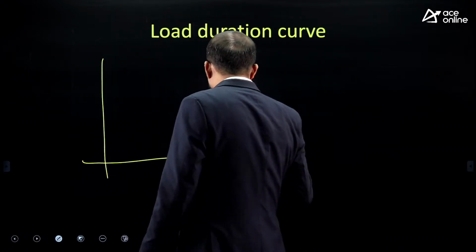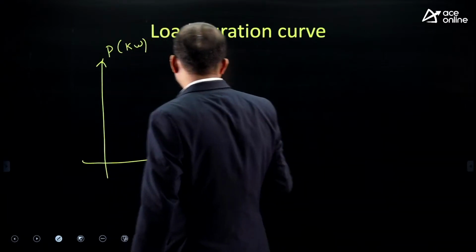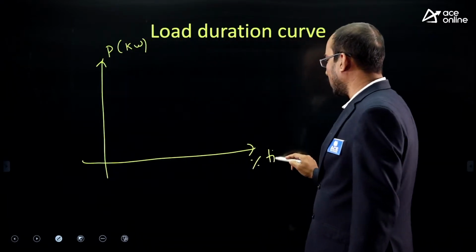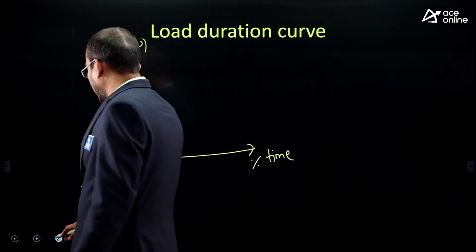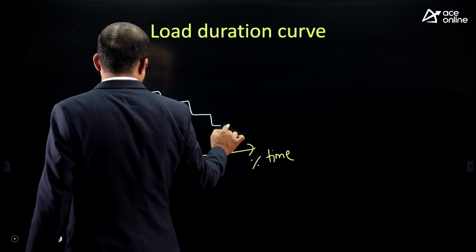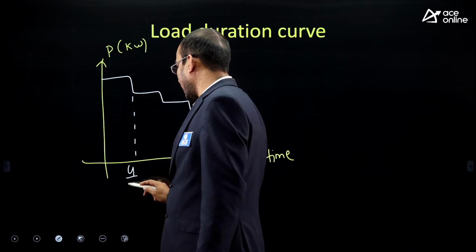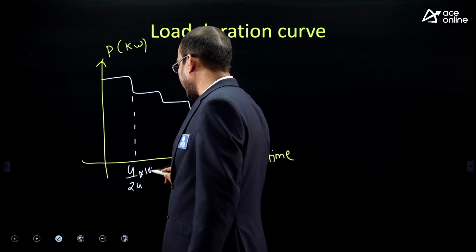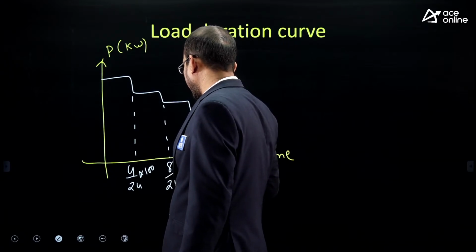It is similar to the load curve, but this is obtained from the load curve. It shows the variation of power drawn by the load with respect to percentage of time. In case of load duration curve, the loads will be arranged in the descending order. So suppose this amount of load is existing for 4 hours, that is 4 by 24 into 100. This is existing for 8 hours, 8 by 24 into 100.